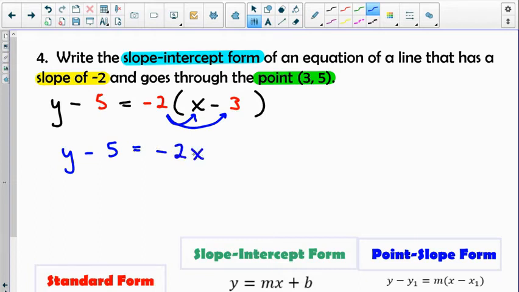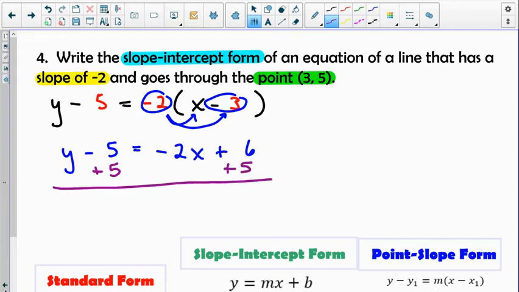-2 times x is -2x. And be careful here, it's a -2 times a -3 will give you +6 when you finish distributing. Last, we want to get y by itself, so I undo the -5 by adding 5 on both sides. And my equation of the line in slope-intercept form is y equals -2x plus 11.